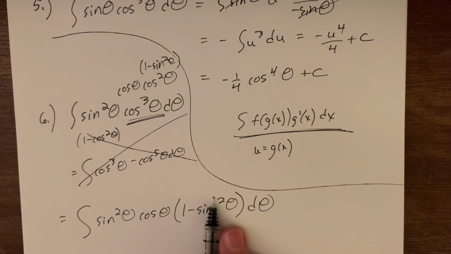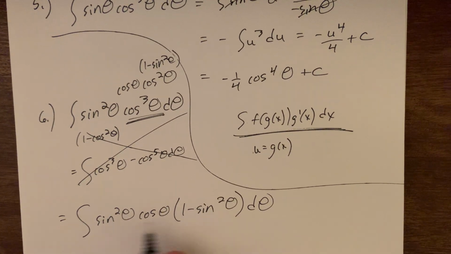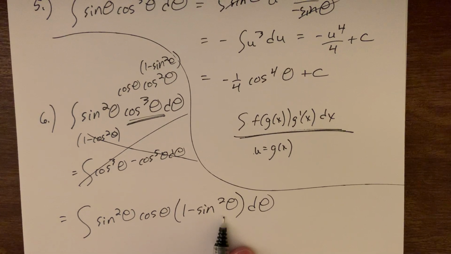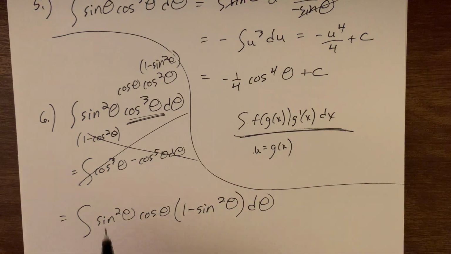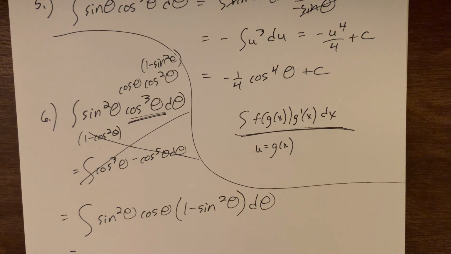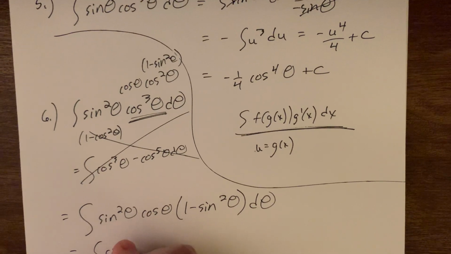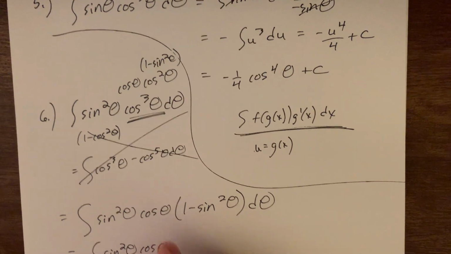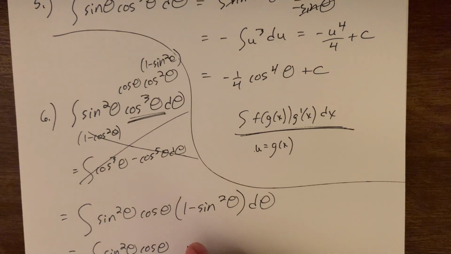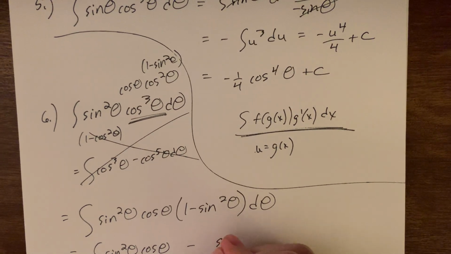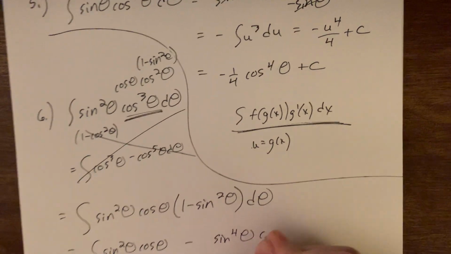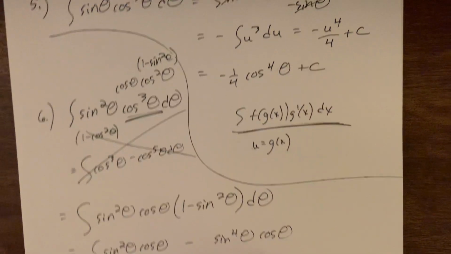And now at first glance, you may say, wow, this really looks big and ugly. And some people make their u sub right here. I prefer to multiply this out first. So sine squared cosine times 1 is sine squared cosine, minus sine squared cosine times sine squared is sine to the 4th cosine.